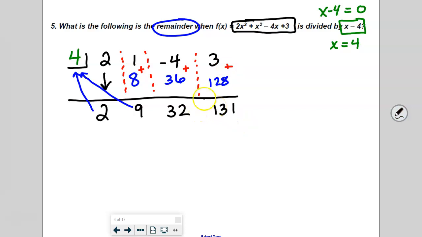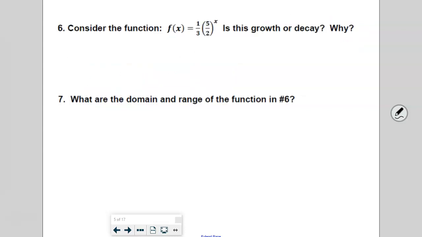And the remainder is always the last number in your synthetic division process. So that guy right there is your remainder. So again, multiple choice test. You go through the work. Hopefully you find your remainder as one of the choices. Otherwise you messed up. And again, just because your answer's there doesn't mean you're right. I could be trying to trick you.